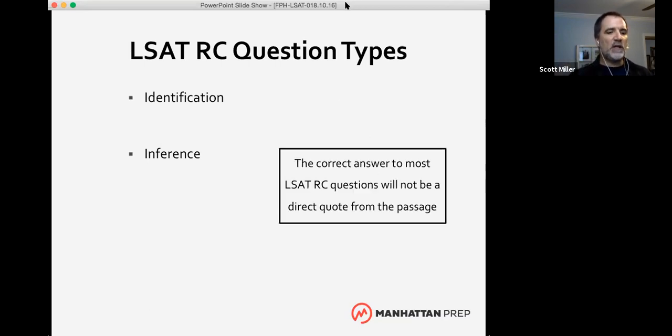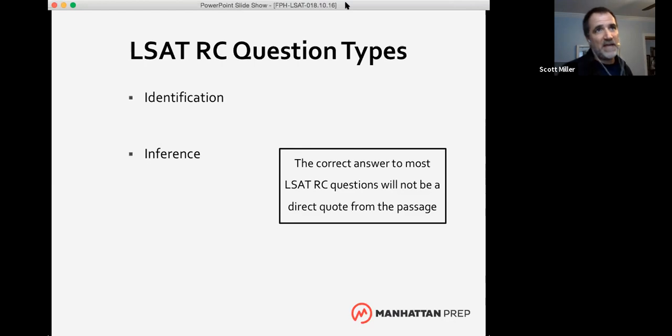And this is where you need to realize that you need to start thinking. This maybe seems like a simple concept, but it's a really important concept that people forget all the time in reading comprehension. The correct answer to most LSAT reading comprehension questions will not be a direct quote from the passage. And this really starts tripping people up, especially when we get to these inference questions, because you're reading the question and the answers and you're expecting to see something taken directly from the passage, and actually the correct answer isn't. It's not something directly from the passage.